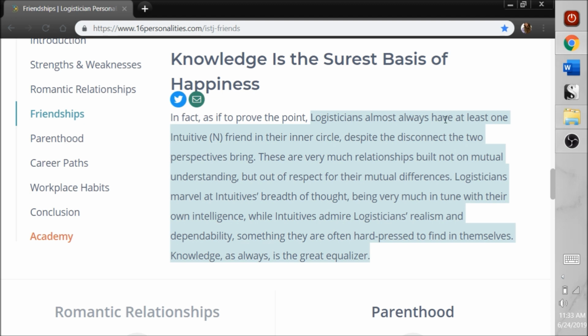And this says that logisticians almost always have at least one intuitive friend in their inner circle, despite the disconnect the two perspectives bring. These are very much relationships built not on mutual understanding, but out of respect for their mutual differences, which, by the way, can be a really fun way to write a romance. It's not necessarily a hate to love romance, but two characters who are very different at their core, but still have a lot of mutual respect for their differences. Logisticians marvel at intuitives' breadth of thought, being very much in tune with their own intelligence, while intuitives admire logisticians' realism and dependability, something they are often hard-pressed to find in themselves.